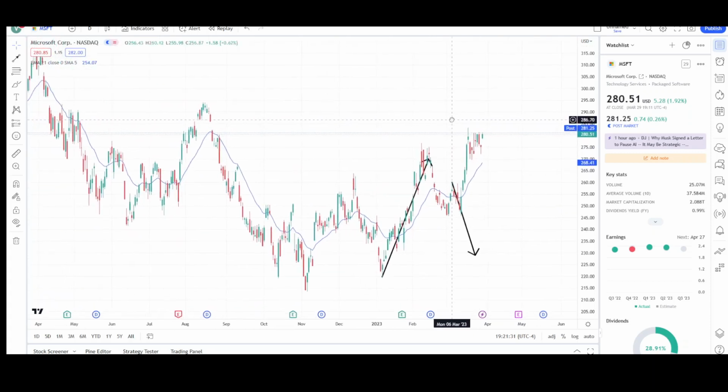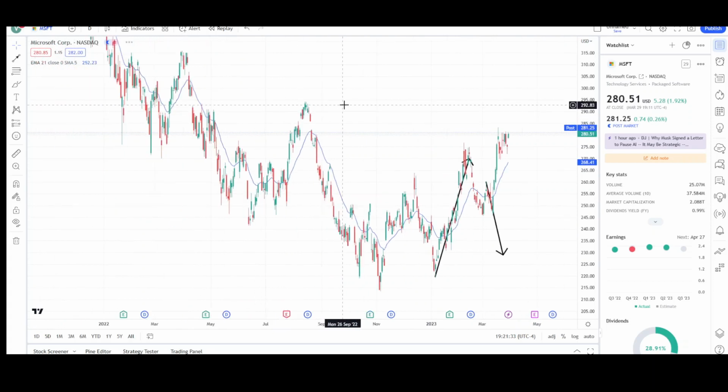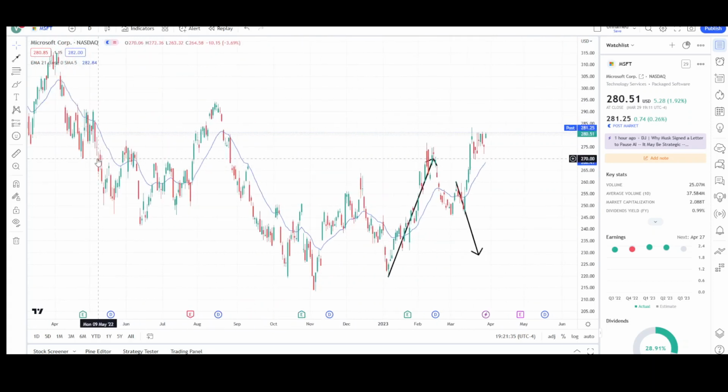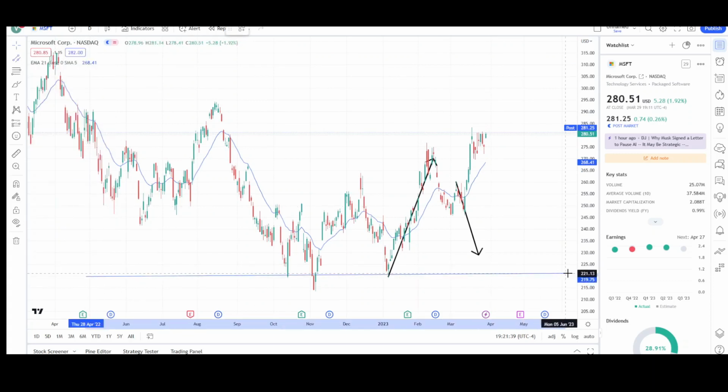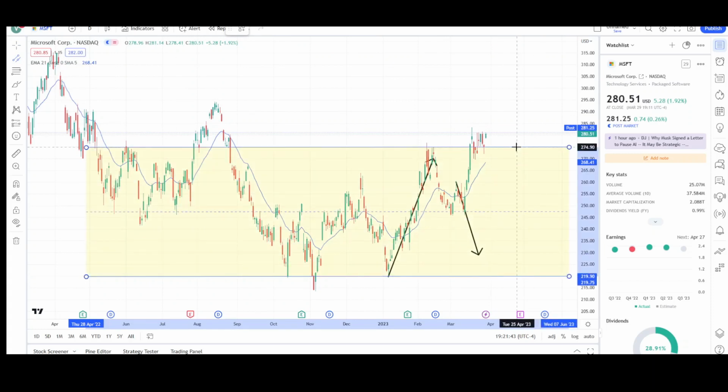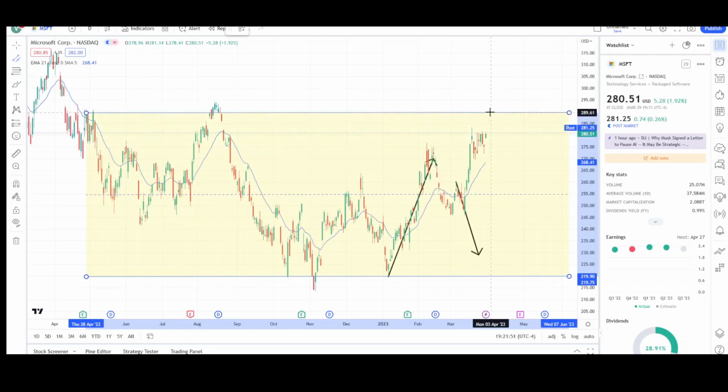Overall pattern looks to be kind of sideways since about May of last year. So we can draw a range for the price. And you can see that there's strong support at the 219 level, and the resistance is kind of debatable. Is it right here at the 274 level, or is it a little bit higher? It's probably a little bit higher.